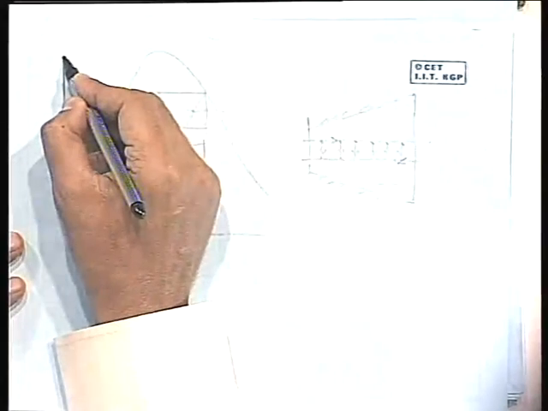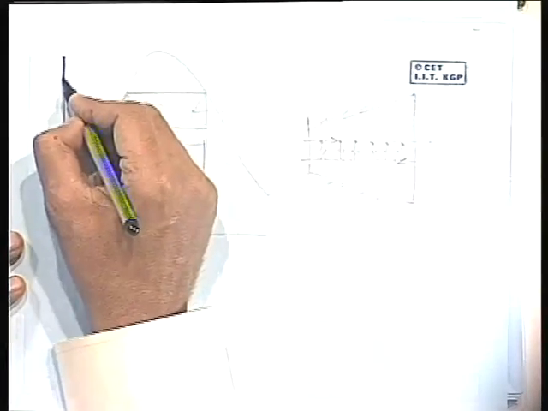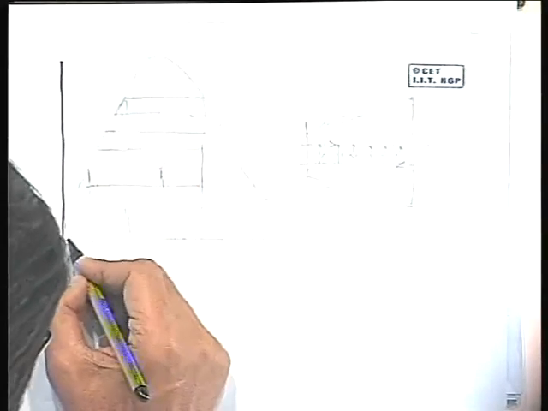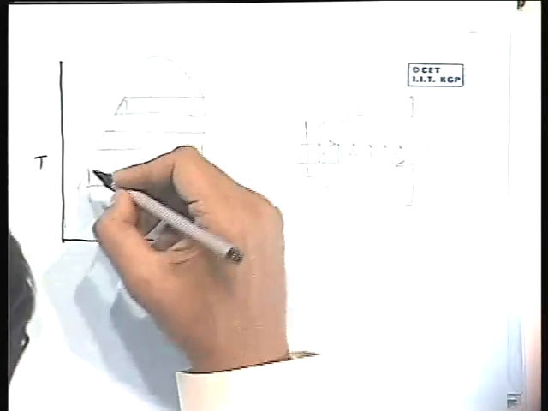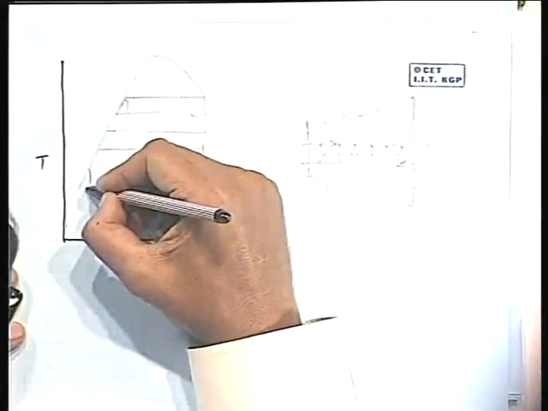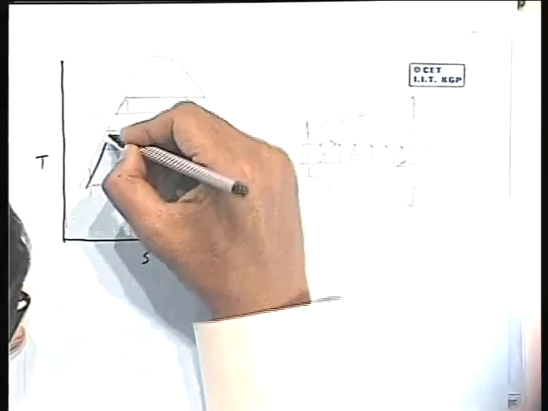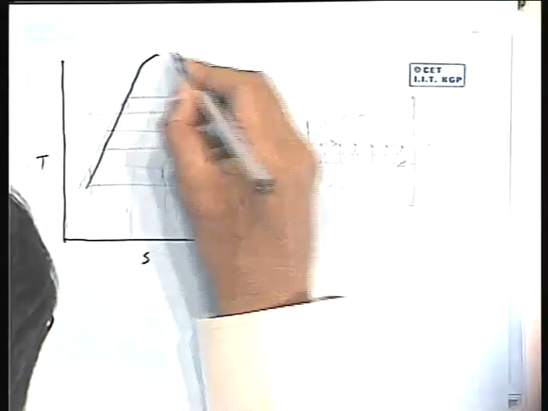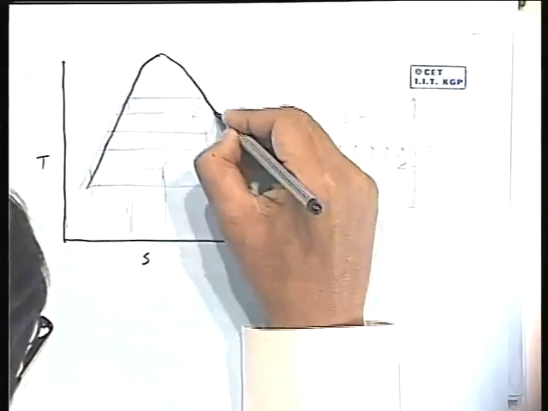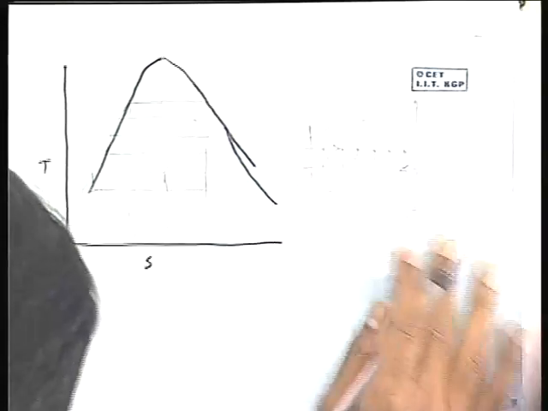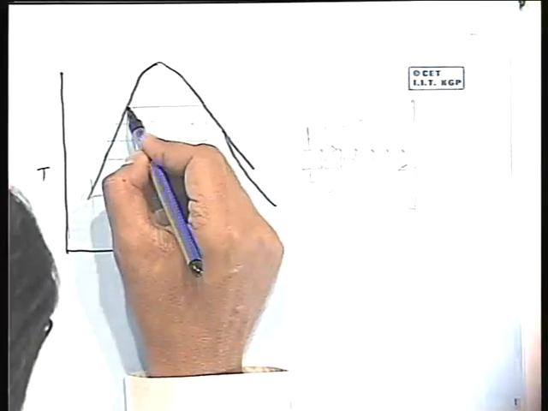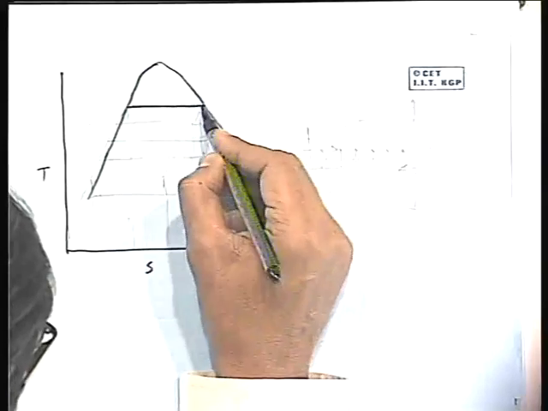This is now shown in an expanded view like this, where let me draw the diagram first. This is the TS diagram. So now this is the vapor dome in the TS diagram. Let the point be like this.